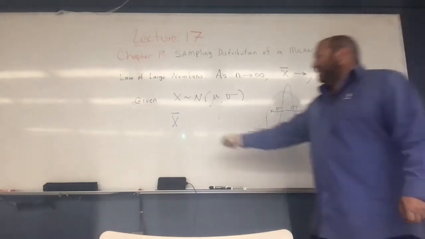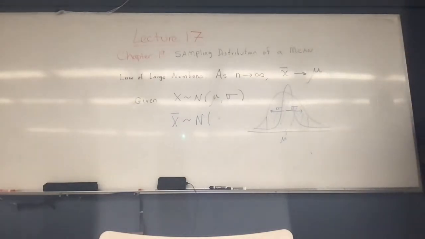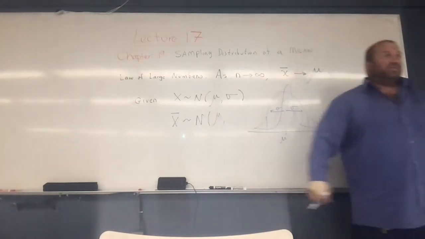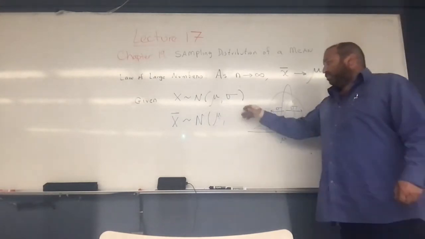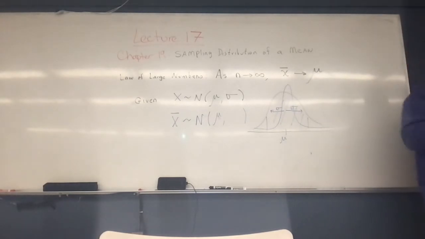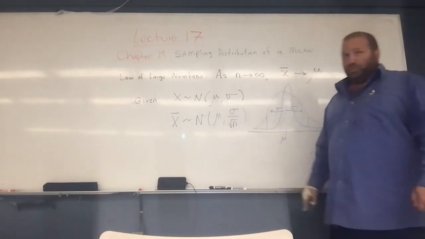And the answer is, it is also normal. So if I decide to take a sample of some size, let's say it's 10, 100, whatever the case may be, and I graph that distribution, it will also be normal. It will have the same mean, the same center, the same peak, exactly the same point. But now what changes? The only change is the spread is smaller. The bigger the sample, the smaller the spread. And the spread is given by sigma divided by the square root of the sample size.